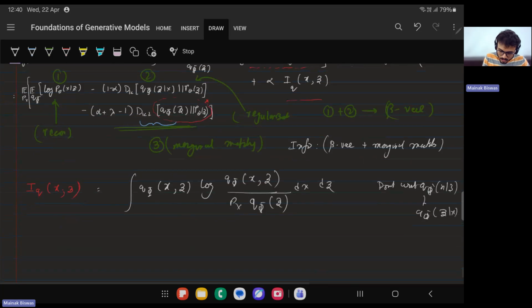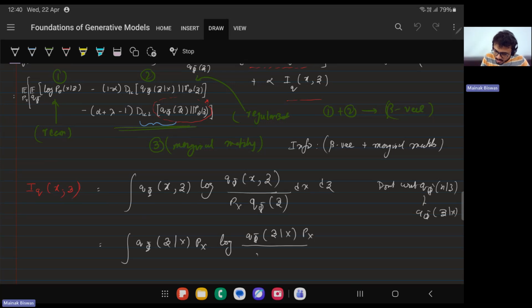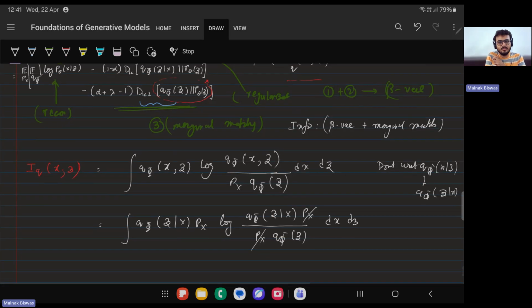So what will I do? Let us keep out the alpha for the time being. This will clearly become q phi of z given x times p of x, because we have already thought of this factorization, that q phi of x is not being modeled, times log of q phi of z given x over p of x times q phi of z, dx dz. I will cancel these two out. Very good. Now I have very nice terms coming in for me.